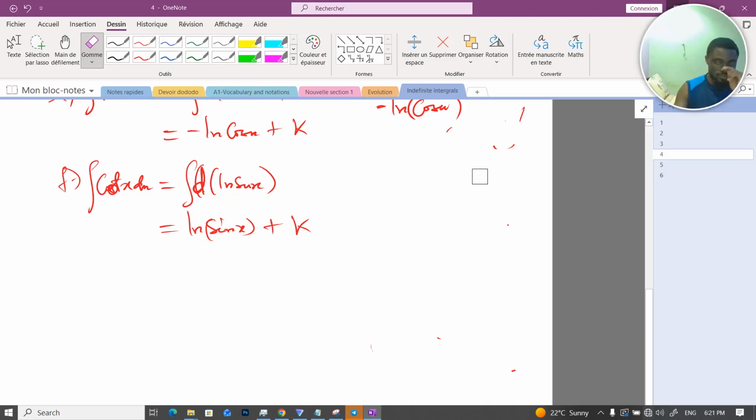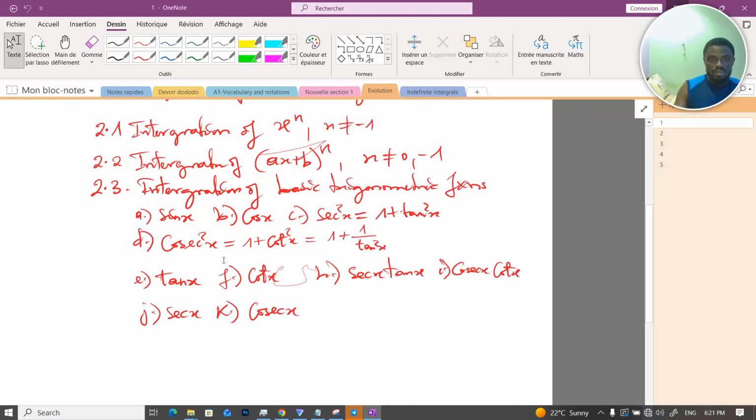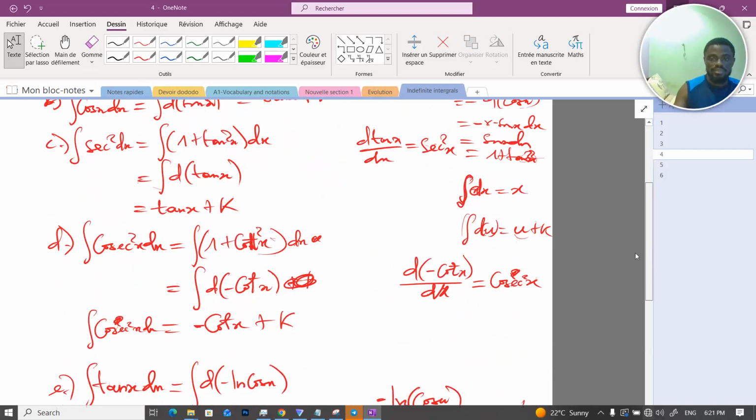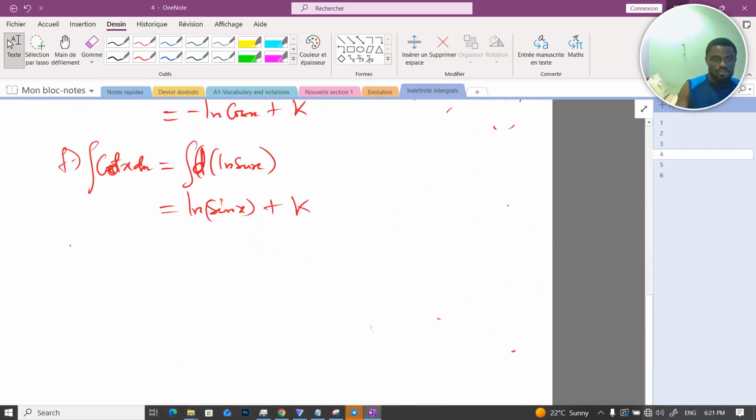Ne te dérange même pas. Dans les prochaines vidéos, on va voir ça. Donc, the next integral will be sec x tan x. G, you shall see the integral of sec x tan x dx. Okay.